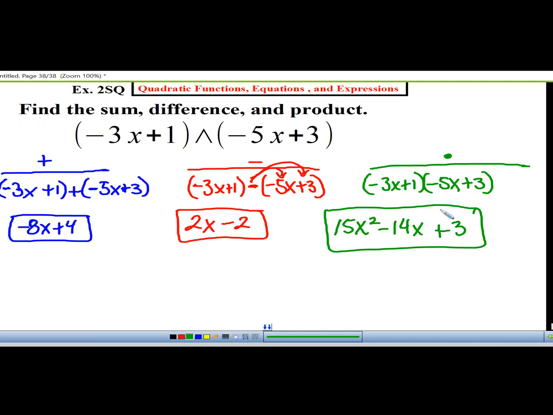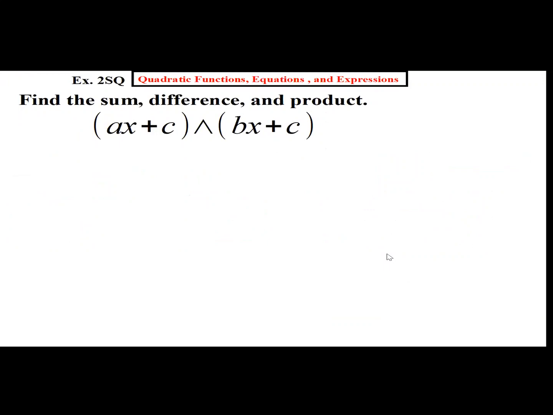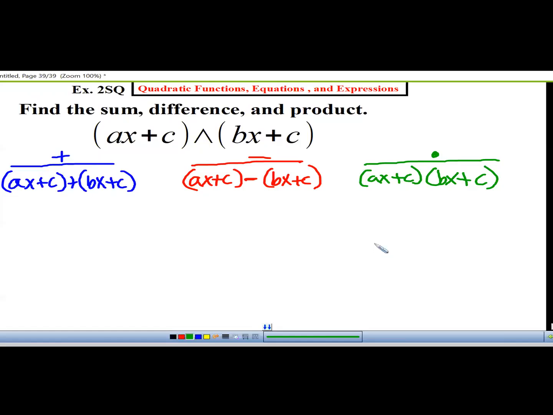Just to make sure that our processes are there, I'm gonna give you one now for you to do, all three, but without any numbers. How about them apples? Example 2: find me the sum, difference, and product of AX plus C and BX plus C. Let's see how you do. I'll give you a head start. Copy that and go.